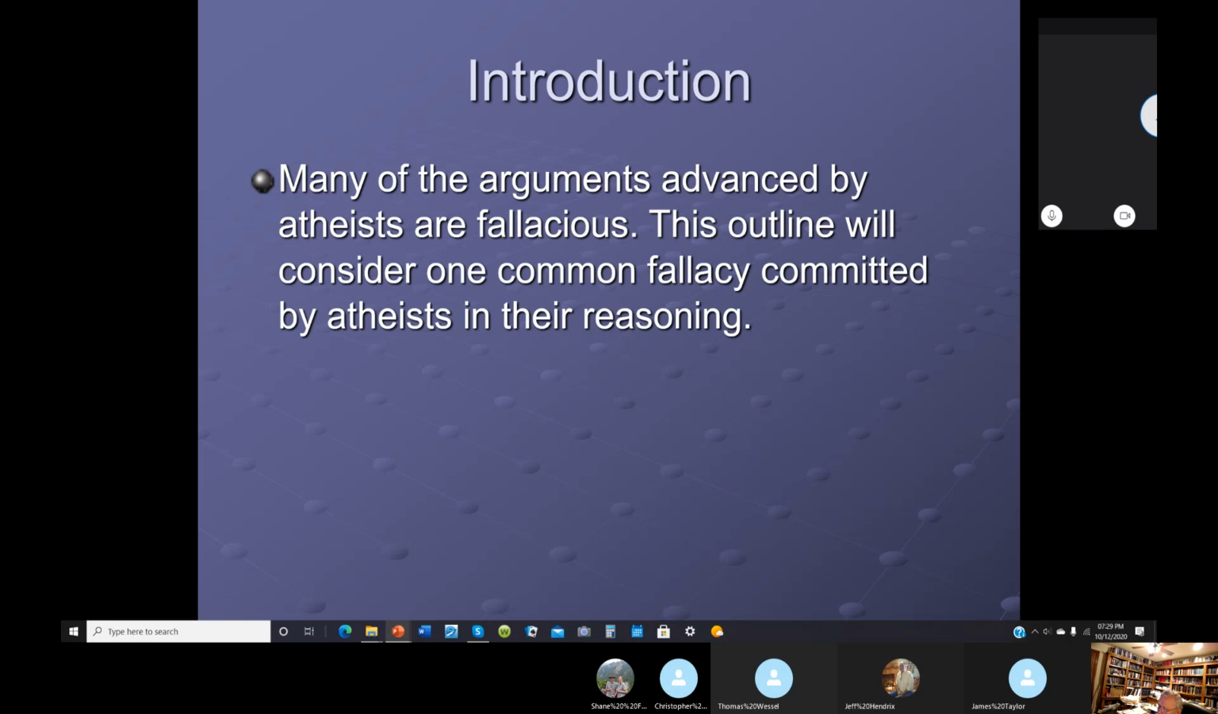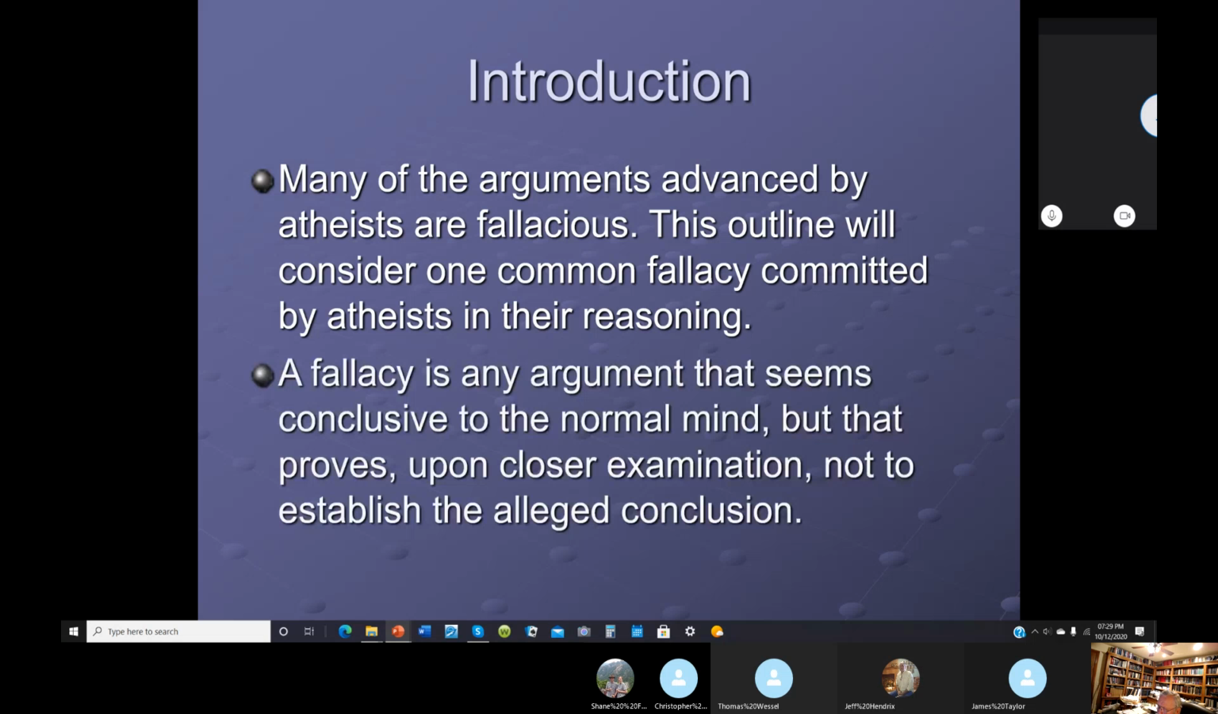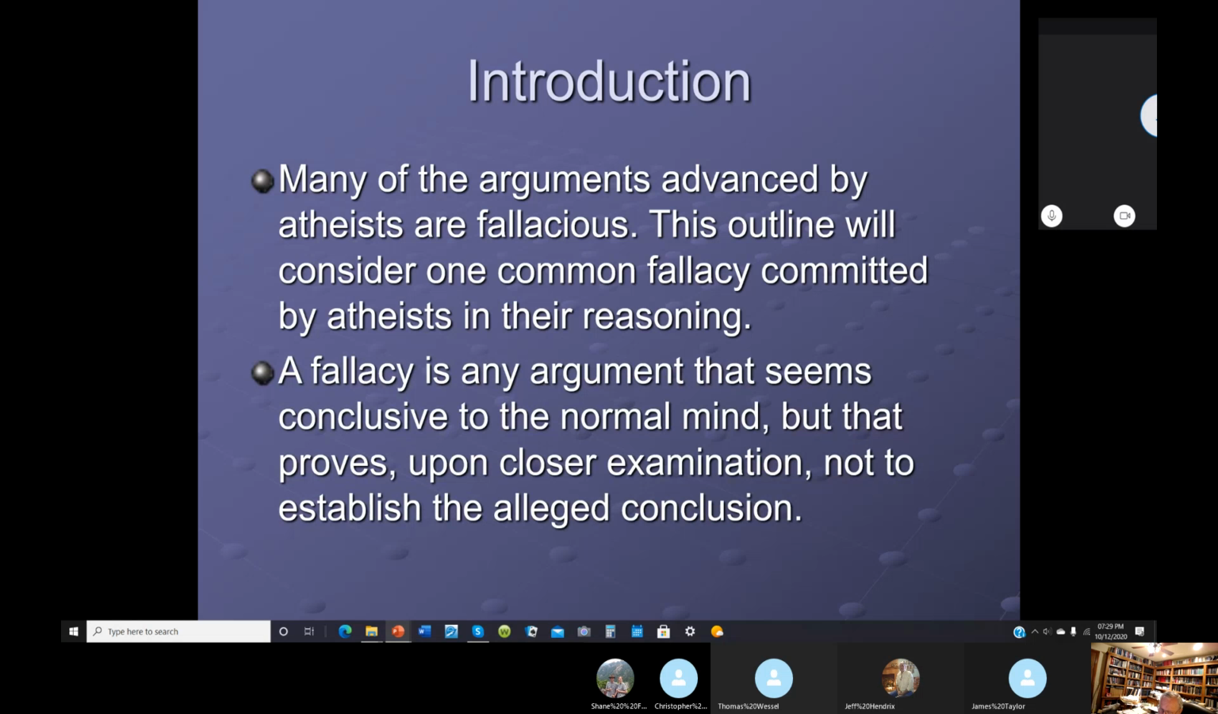And so we're going to consider one common fallacy and pick up a couple more, I think. A fallacy is any argument that seems conclusive to the normal mind when you first look at it, but proves, if you examine it more closely, that it has a flaw in the reasoning. And so it doesn't reach the conclusion that they're claiming to establish.